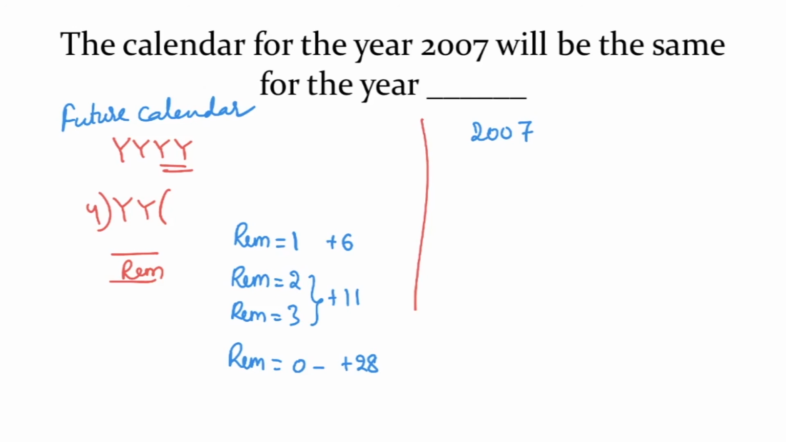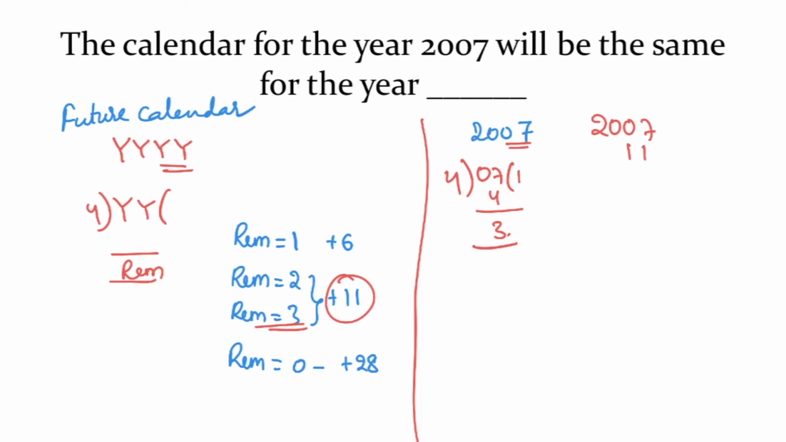See, it is 2007. Divide the last 2 digits. Divide 7 by 4. 4 ones 4. How much is left? 3 left. If remainder is 3, we add 11. So to year 2007, add 11. You can use the same calendar in 2018. If you add 11 to that year, you will get 2018 as the answer.